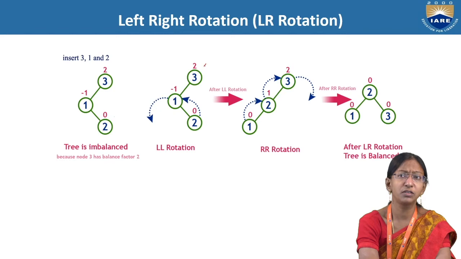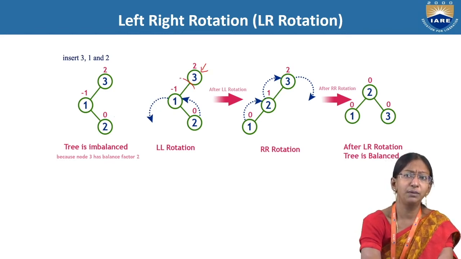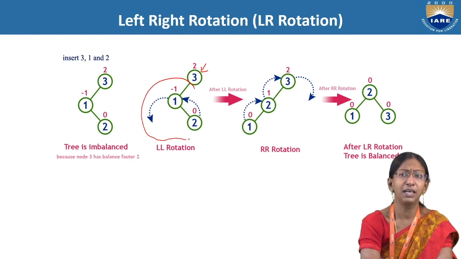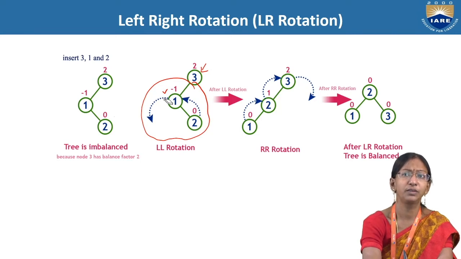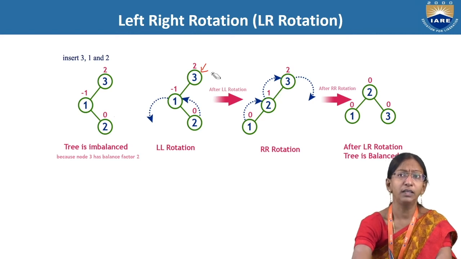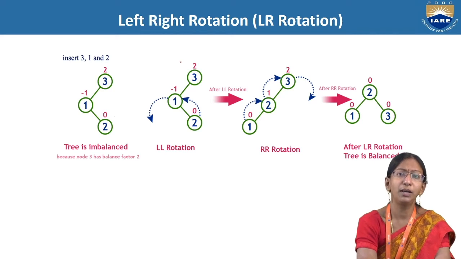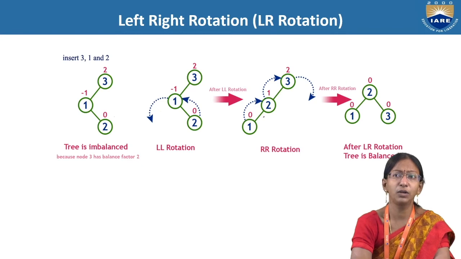What is the node which is affected? 3 is the one which is affected. Which element is the head of the left subtree? 1, right? Rotate it towards left. Remember, the head or the subroot of the left subtree of the affected node, you have to move it towards left. When I pull 1 towards left, 2 is going to raise its head and 1 is going to settle as the left of 2, right?